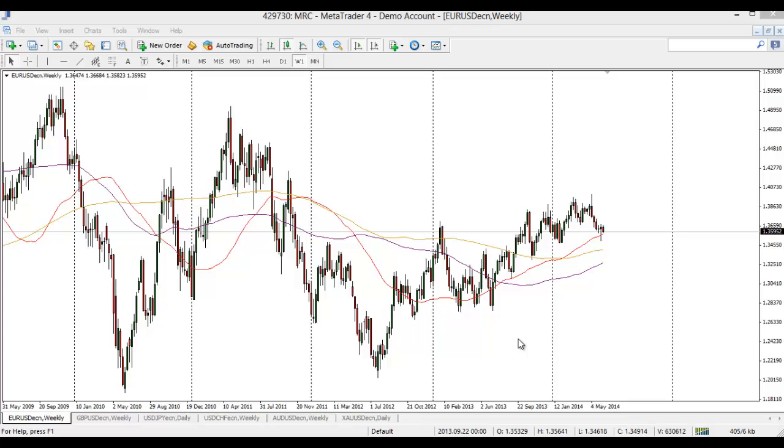What we'll do today is go through some technical analysis on Euro, Dollar, Cable, Dollar Yen, Dollar Swiss, Aussie and Gold. Just going to review what's been going on in the markets over the past week and give some outlook for the week ahead.